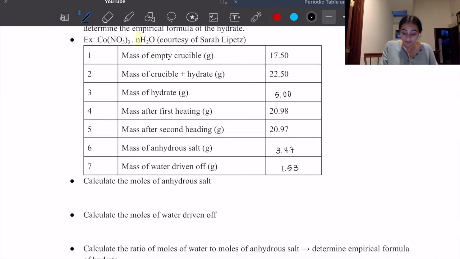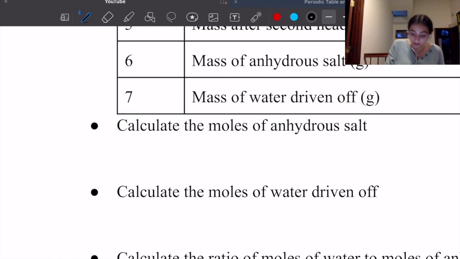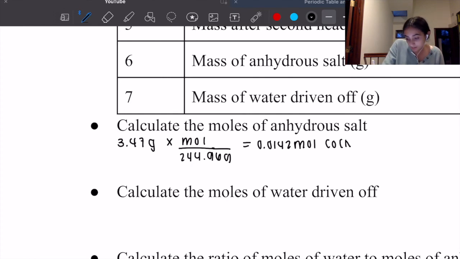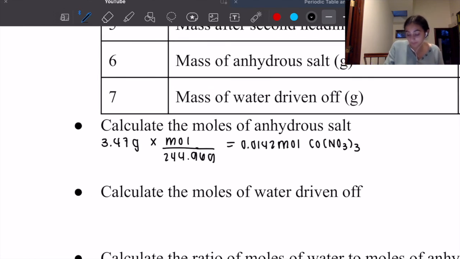Okay, so now we are going to calculate the moles of the anhydrous salt. And we know that the anhydrous salt is Co(NO3)3. So we have the mass, 3.47 grams, and we are going to multiply by the molar mass, which is 244.96 grams per mole. I'm putting it on the denominator so the grams can cancel out. And that is going to give me 0.0142 moles of Co(NO3)3.